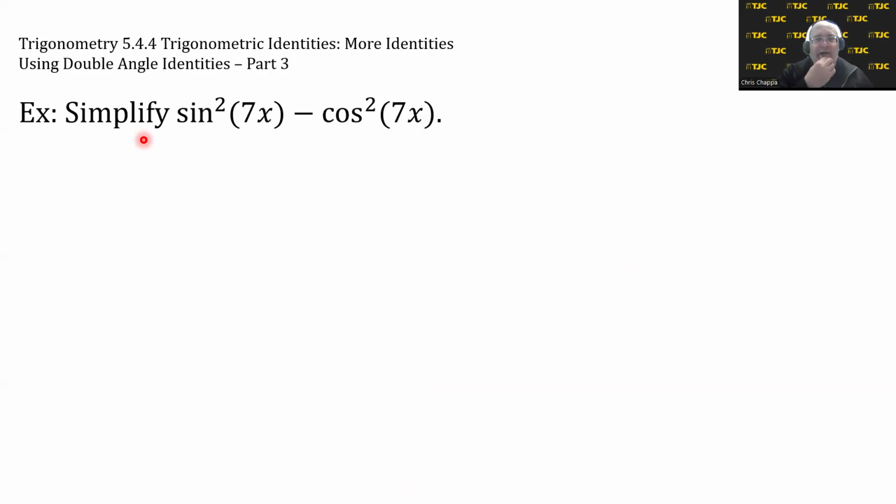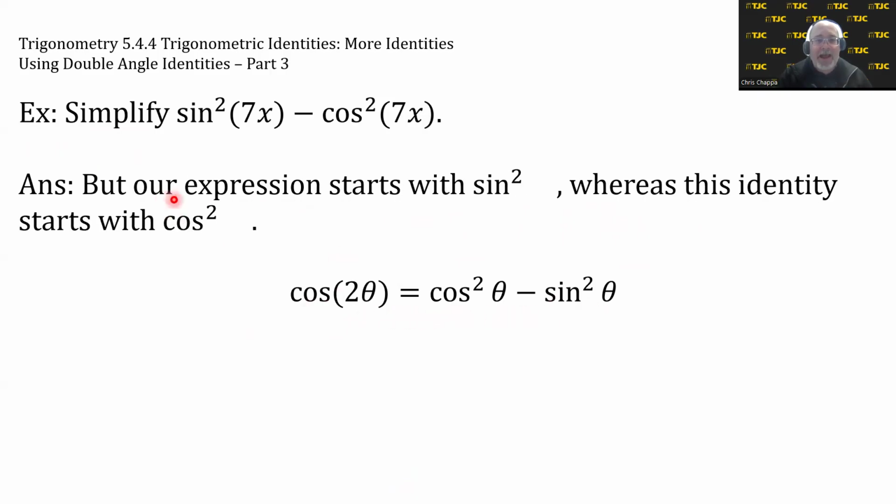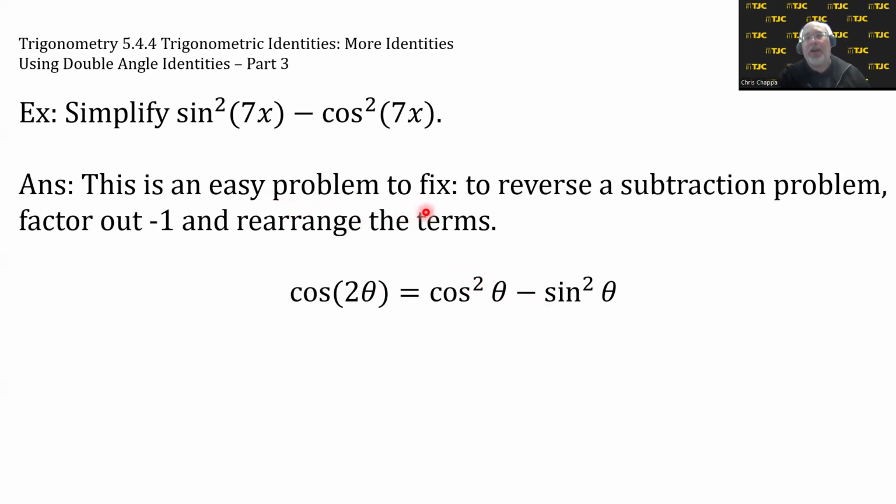What does this look like? Notice this almost resembles a cosine double angle identity. Cosine of 2 theta equals cosine squared theta minus sine squared theta. But our expression starts with sine squared, whereas this identity starts with cosine squared. This is an easy problem to fix.